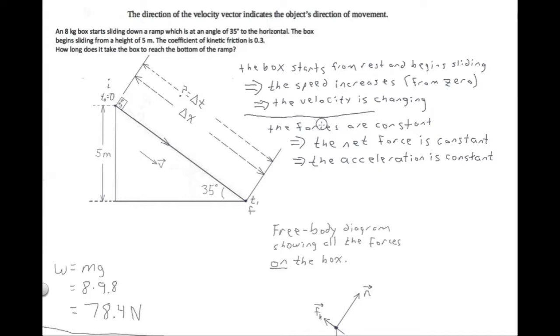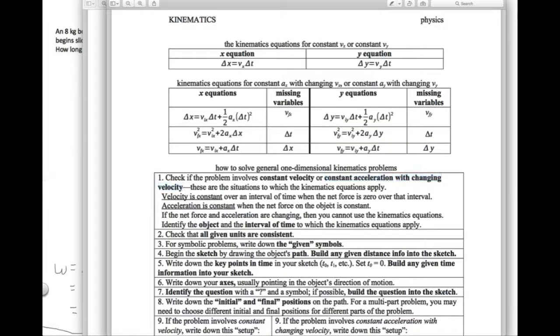Because the forces in this problem are constant, the net force will be constant. And since the net force is constant, the acceleration is constant. The acceleration is determined by the net force. So we've decided that this is a problem with constant acceleration and changing velocity. We're going to use the kinematics framework with constant acceleration and changing velocity. That's the typical type of kinematics, most typical in physics classes. We used this idea that acceleration is constant when the net force on the object is constant.